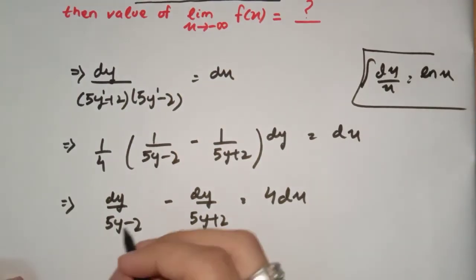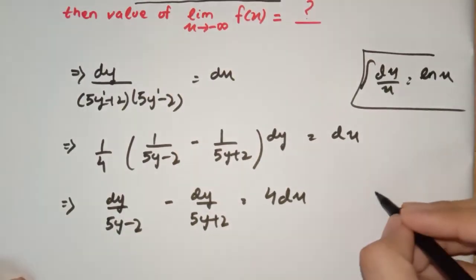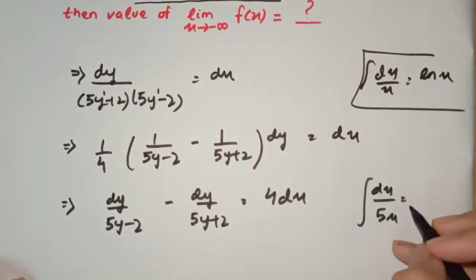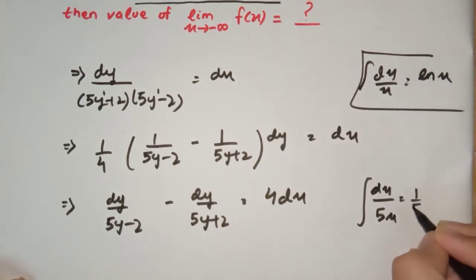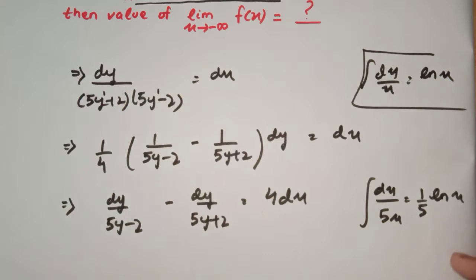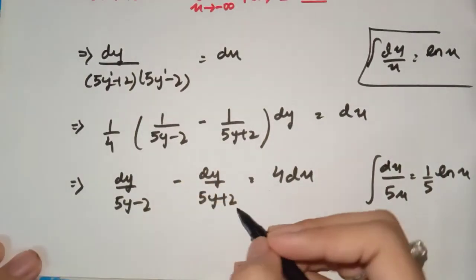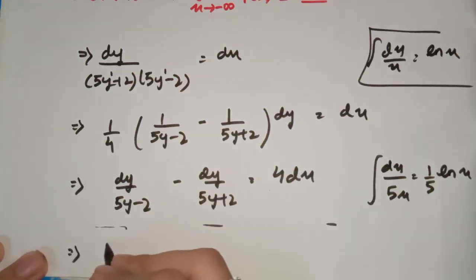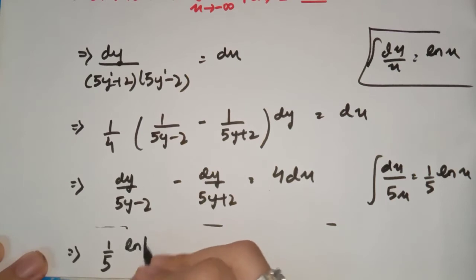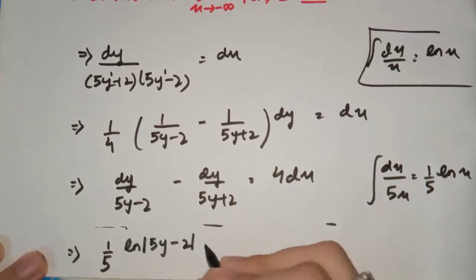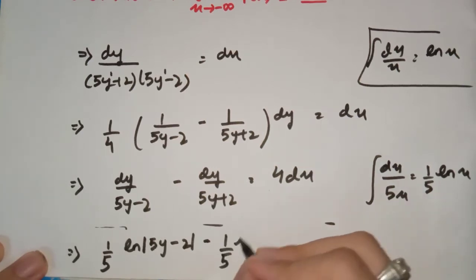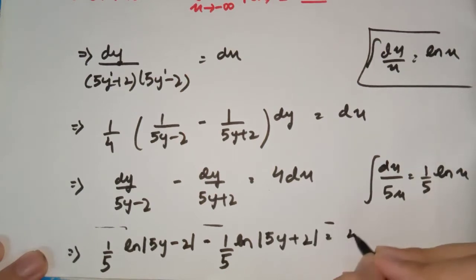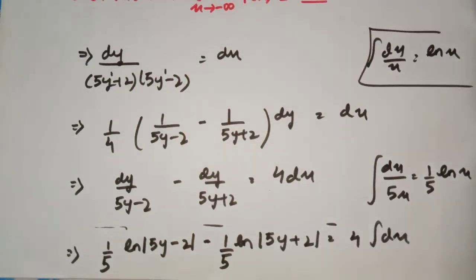Now proceeding, we know the formula for dx by 5x integration is 1 by 5 ln x. Similarly, here if we integrate both the sides, we get 1 by 5 ln of 5y minus 2 minus 1 by 5 ln of 5y plus 2 is equal to 4 integration of dx.